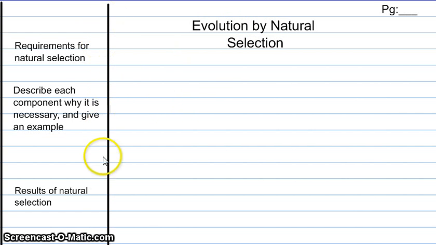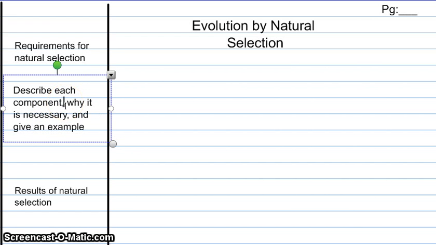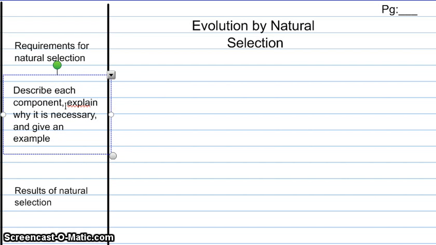Please go ahead and get out your notebook and set up a notes page like this, and as you progress, take these notes. This is an adapted Cornell note style with topics written in the left-hand margin. Notes will be taken over here. This section where you describe the component, explain why it's necessary, and give an example is going to be the longest part of your notes, so you should give that the most room.